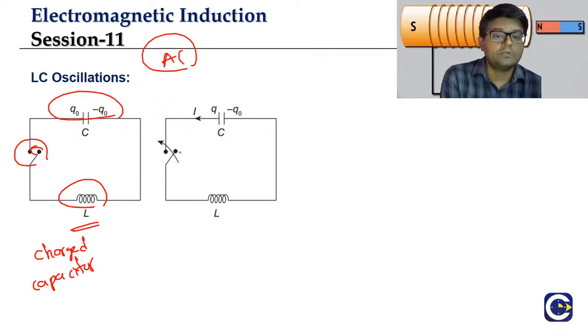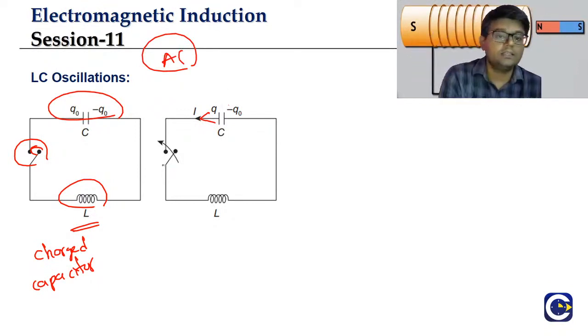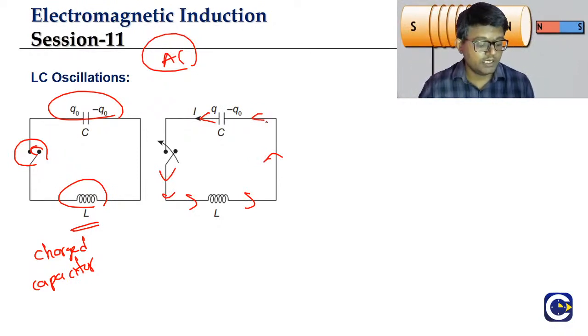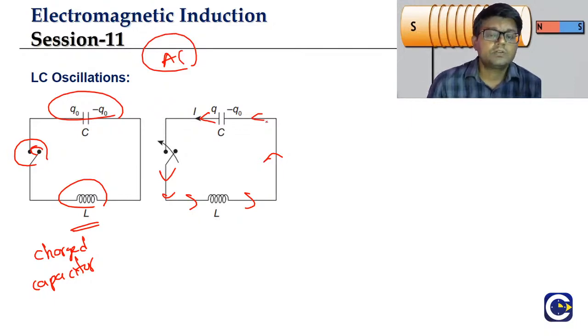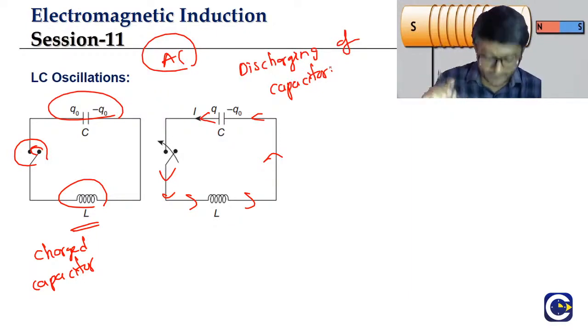Now initially when we close the key, what is going to happen? The charge is going to flow. We are talking about the conventional current. It will be flowing from the positive plate of the capacitor, and then it will be coming to the negative plate of the capacitor. So this is what we call the discharging of the capacitor. Here we are just going to look at the idea of LC oscillations.